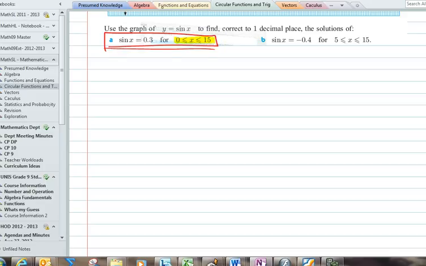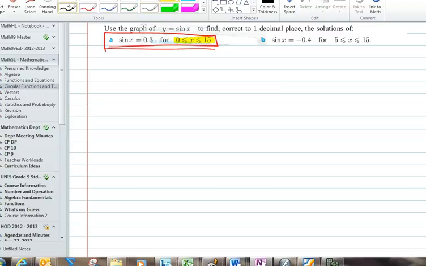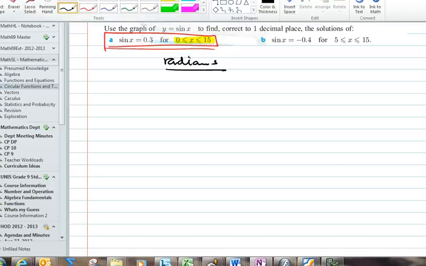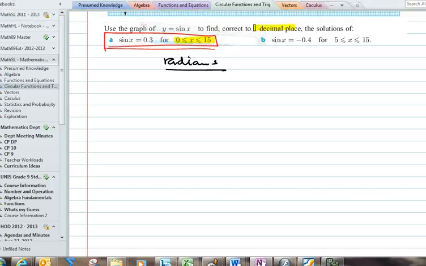The key points here to note is that x lies between 0 and 15, and those values will mean that the units are almost definitely radians, because there won't be that many angles less than 15 if you're measuring in degrees. And the other thing is to note that the answer is required in 1 decimal place.